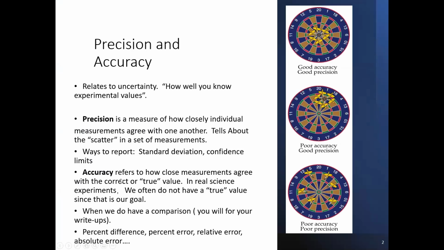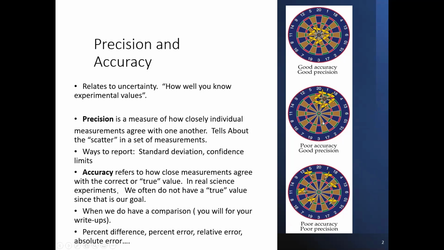So first, let's review precision and accuracy. Those two concepts are related to uncertainty, how well we know the experimental values. Precision is a measure of how closely individual measurements agree with one another, so between your measurements. For example, let's look at these two pictures. In the first one, all the darts are at the center of the target. So that's pretty good accuracy and pretty good precision.